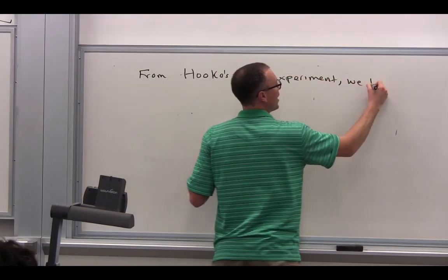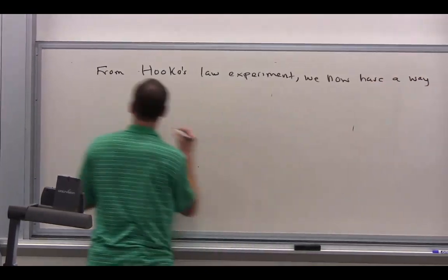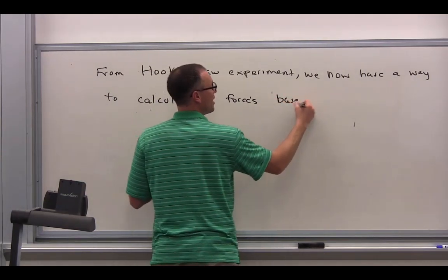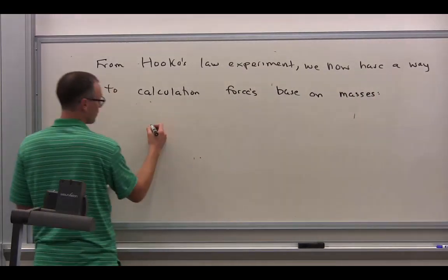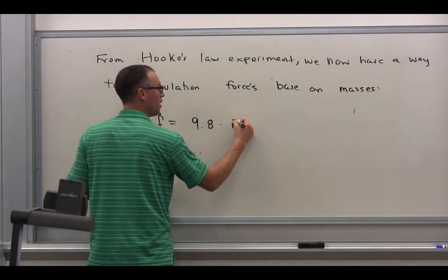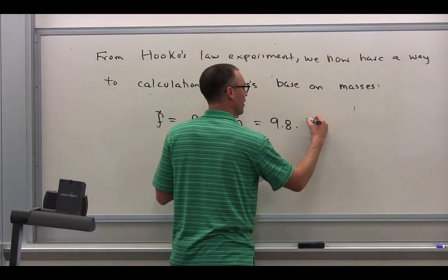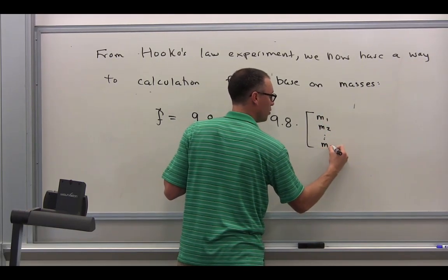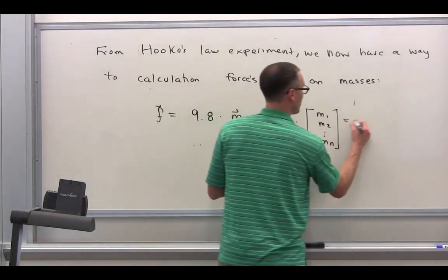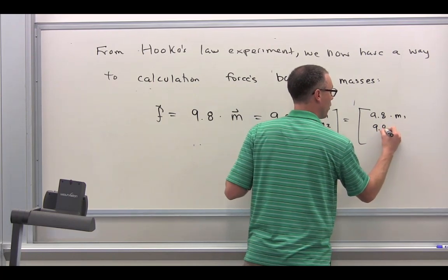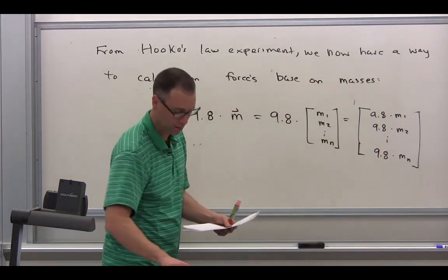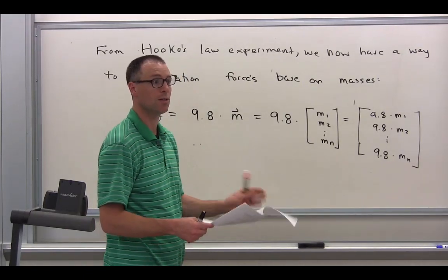we now have a way to calculate, this is now a calculation, not a measurement, forces based on masses. Okay, so what would we say? The force vector associated with different masses that were used is equal to what? 9.8 times the mass vector. So this would be 9.8 times what? M1, M2, all the way down to Mn. What is n? The number of measurements that we took, right? And then, of course, this would be 9.8 times M1, 9.8 times M2, all the way down to 9.8 times Mn. Each of those things is in what unit? Newtons. Right? Because they're forces.